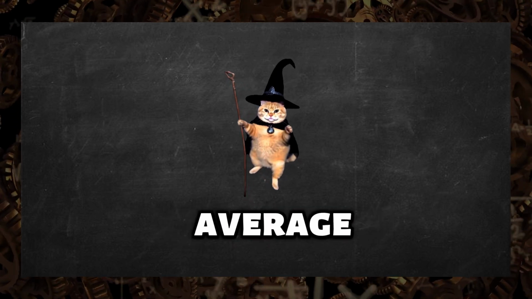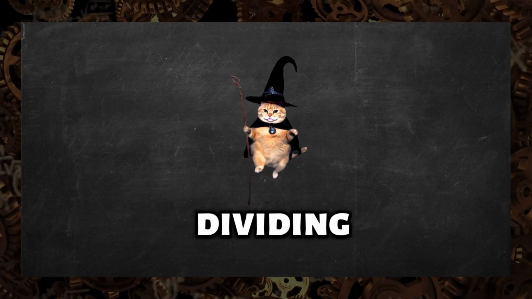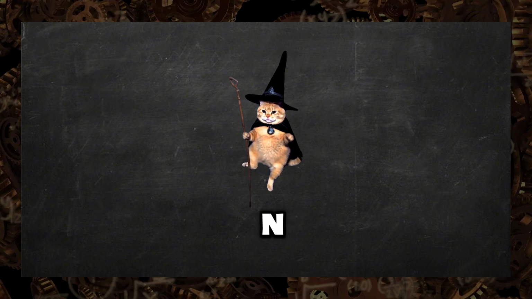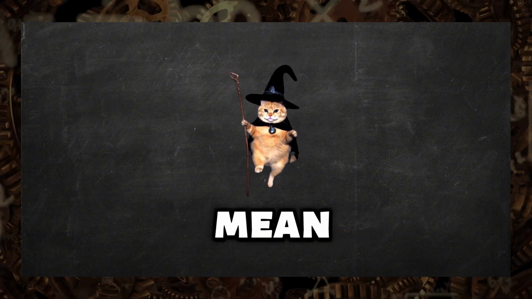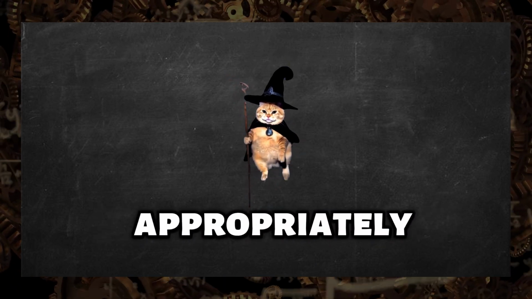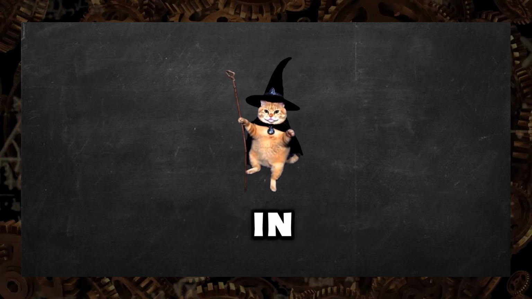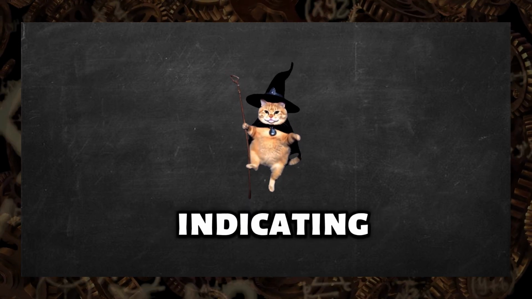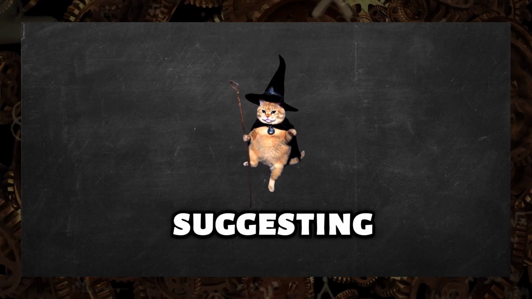Variance quantifies average squared deviation from the mean. For a population, divide by n; for a sample, by n-1 for an unbiased estimate. Steps: find the mean, subtract it from each value, square, sum, divide appropriately. Standard deviation, the square root of variance in original units, indicates typical distance from the mean, like a low value suggesting clustered data.